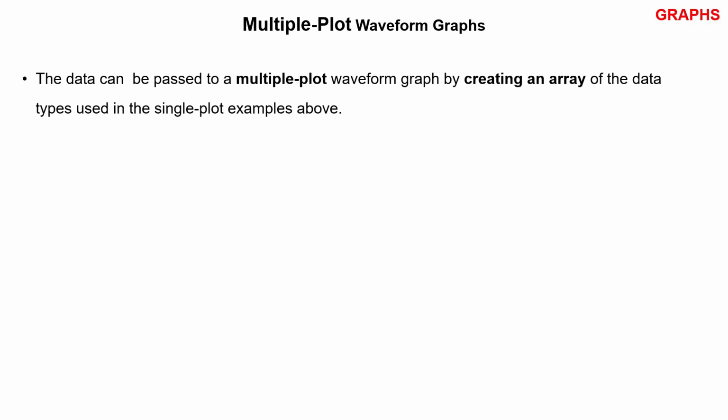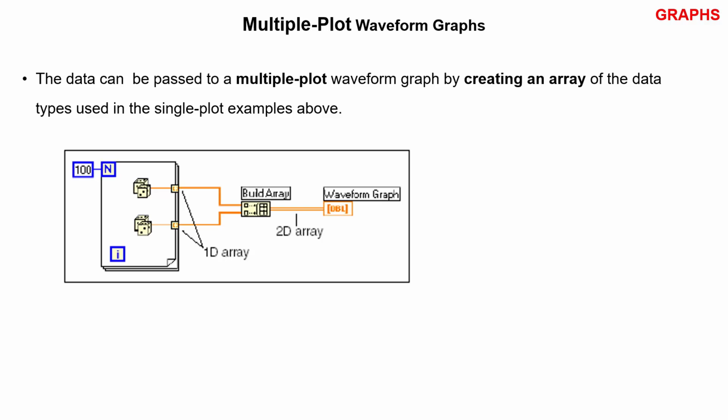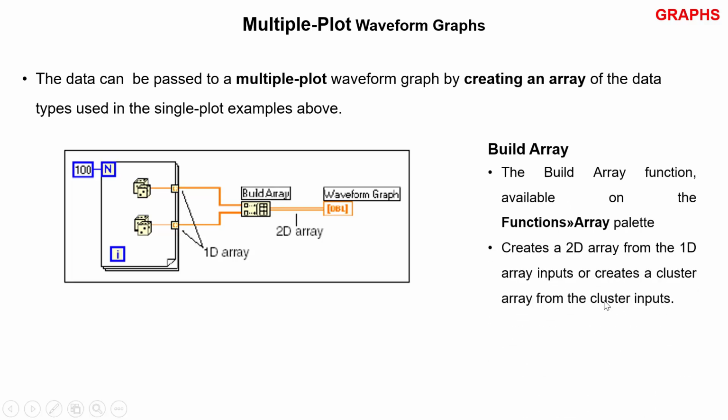The data can be passed to a multiple plot waveform graph by creating an array of the data types used in the single plot example above. The bundle array function available on the functions array palette creates a 2D array from the 1D array input or creates a cluster array from the cluster inputs. Here, now see this again, this wire changes.